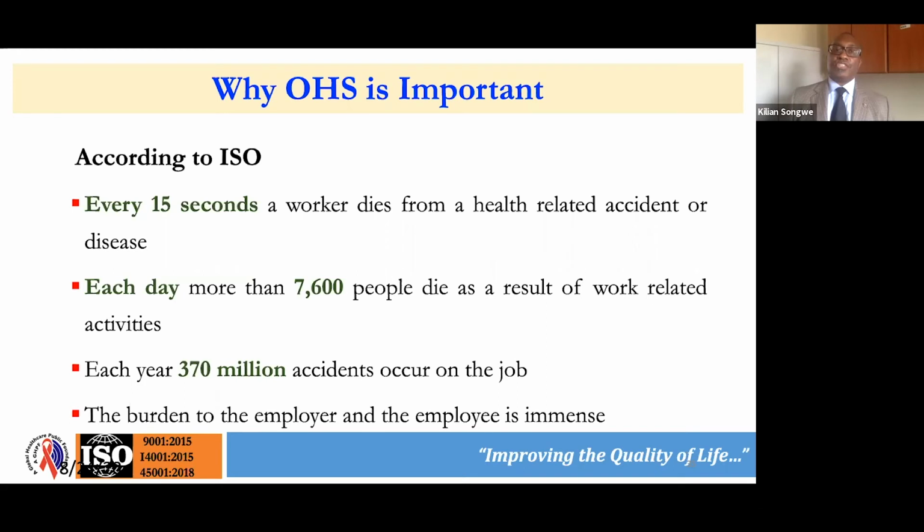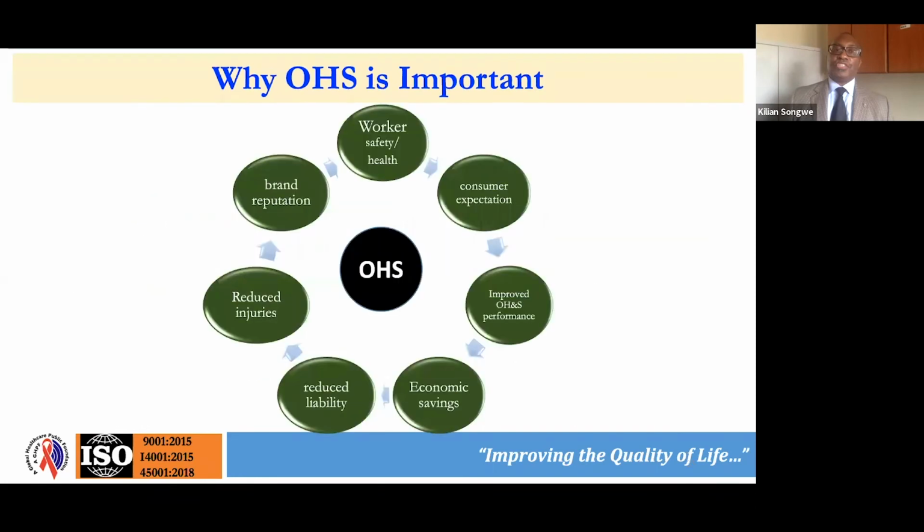Because it helps the employer work with the employees to be able to ensure their own safety, consumer expectations, economic savings, reduce liability. Liability is a very big thing. Then, of course, there's brand reputation.